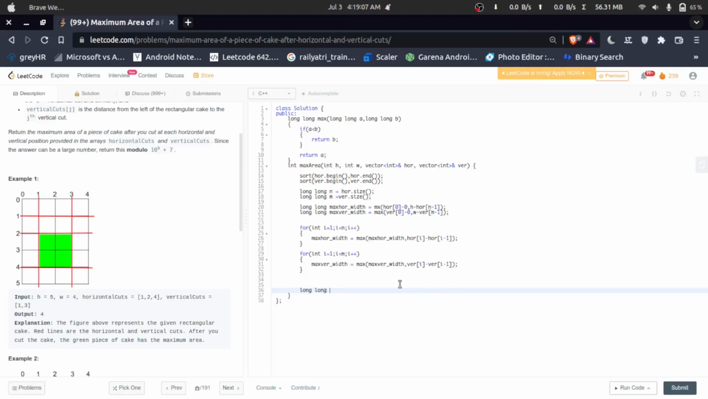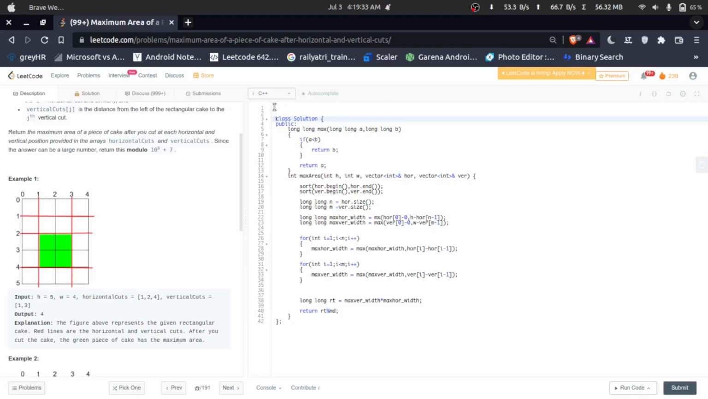And after that, long RT is equal to maximum horizontal width into max vertical width, and after that I will return RT mod MD. And one more thing, we have to define that value as MD 1 3 6 7 8 7.